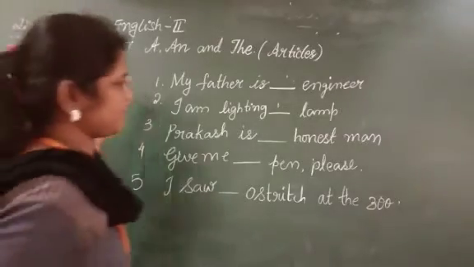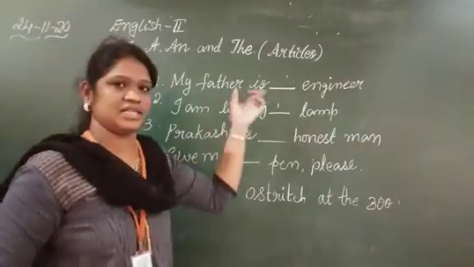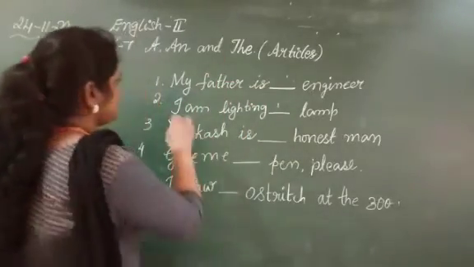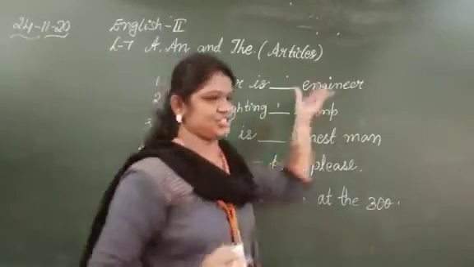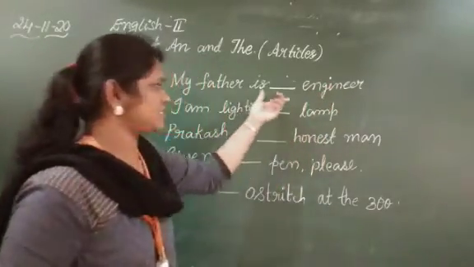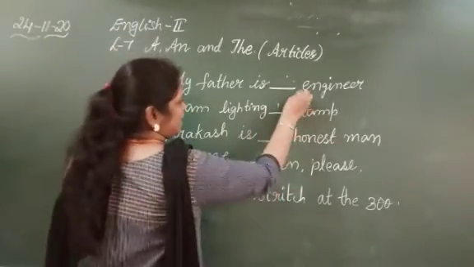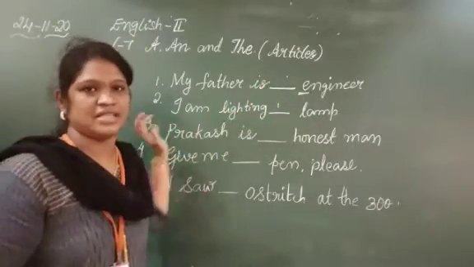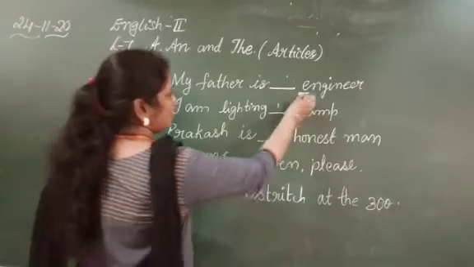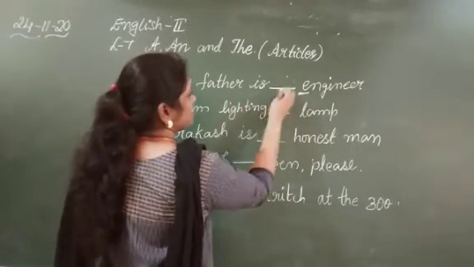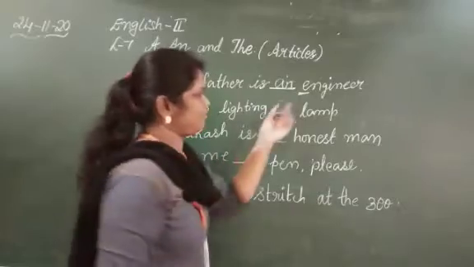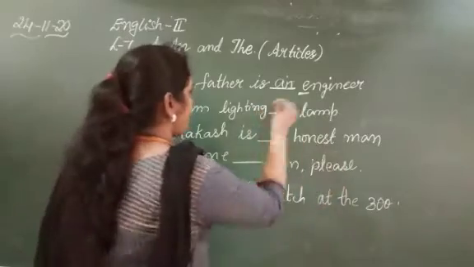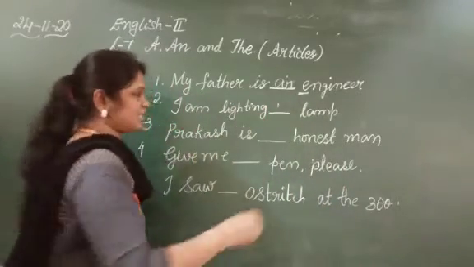See children, here are a few examples. Look at the statements, read the statement and use a, an or the. Okay. See, my father is dash engineer. See children, E. E is a vowel sound. So you have to write here: my father is an engineer. Before a vowel sound, we are going to write an. An engineer. My father is an engineer.